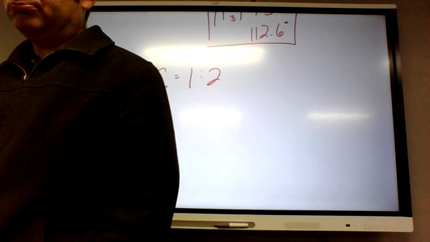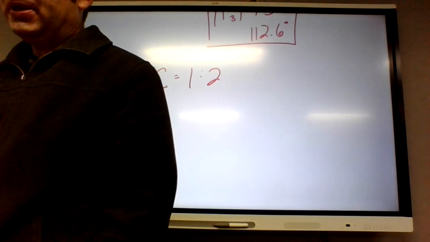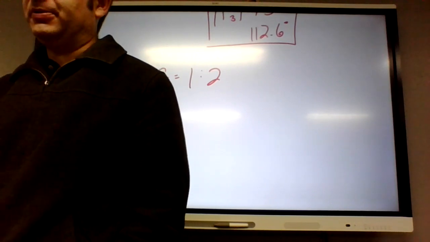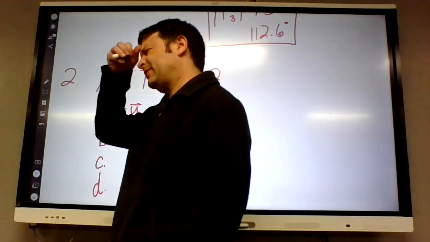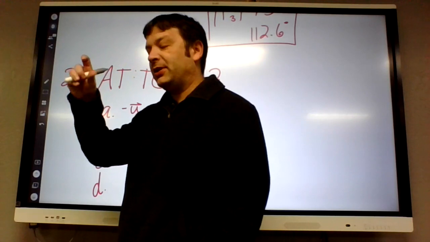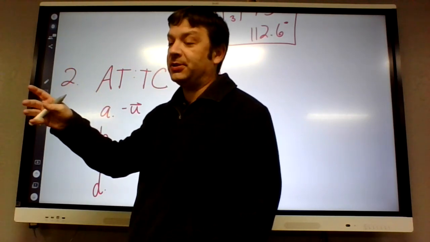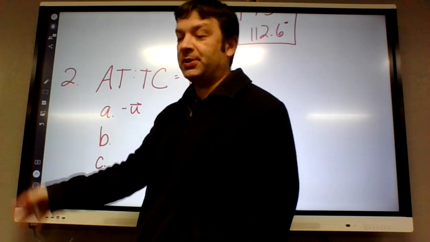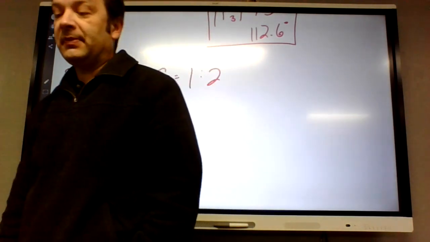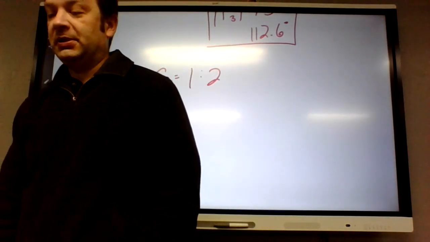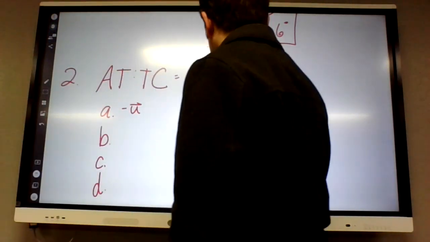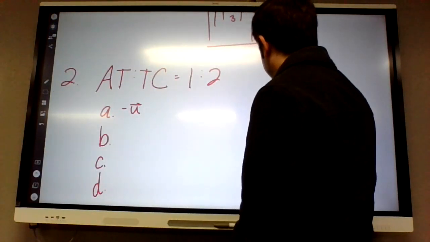Now, we're not talking about the length of the vector. By the way, those AT and TC are not 1 and 2. That's just the ratio. It could be like 5 and 10 or 10 and 20. Would it be U plus V? Close. It's negative U minus V. Also close.